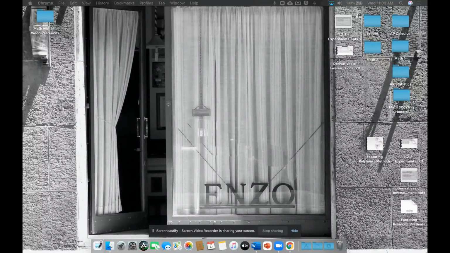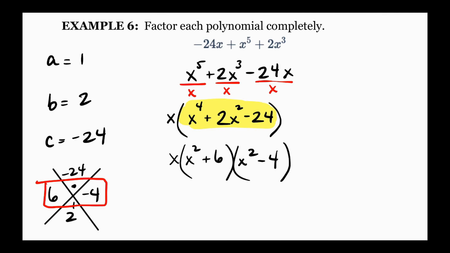One second. Okay. Why is it not connected?